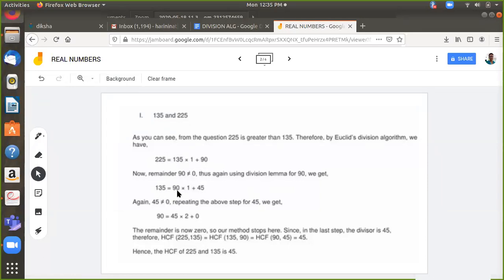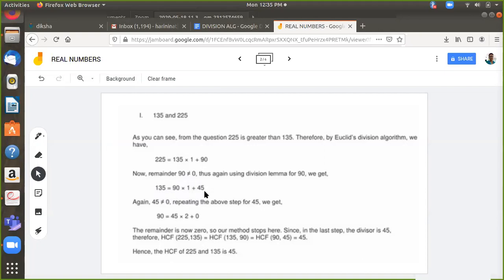So 135 and 90. For these two numbers, you have to apply the division lemma now. So 135 is equal to 90 multiplied by 1, because there can be only one 90 in 135. Two 90s will become 180, and we don't have 180 here. So it is only 1 times 90. When I subtract this 90 from 135, I am getting 45.